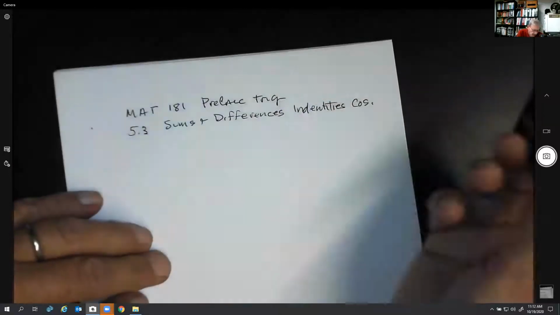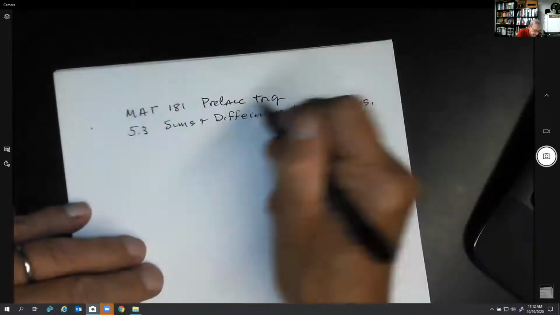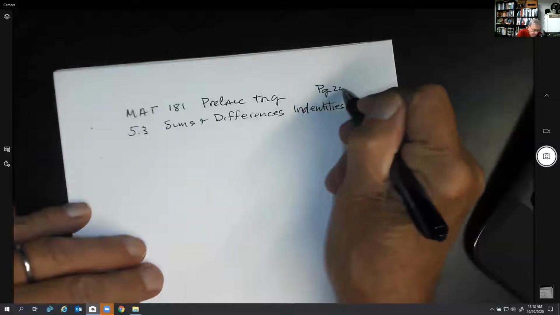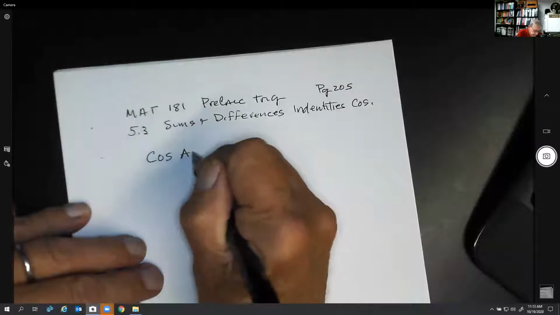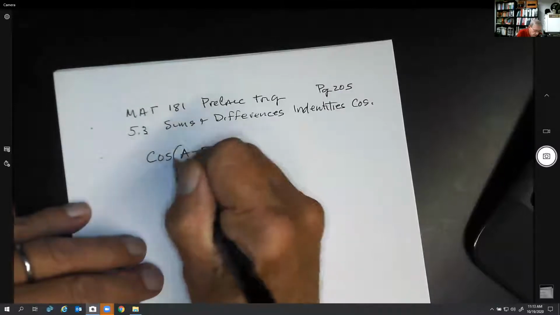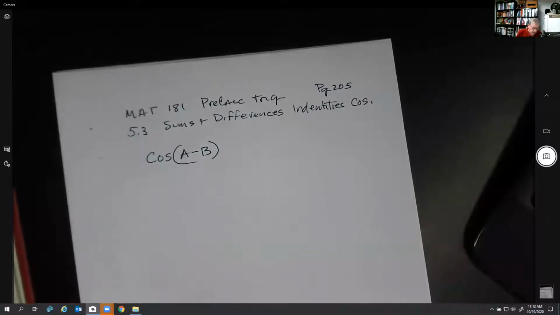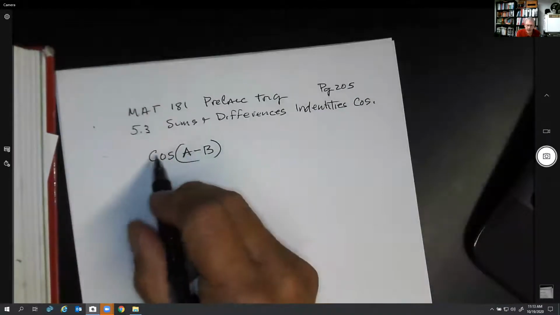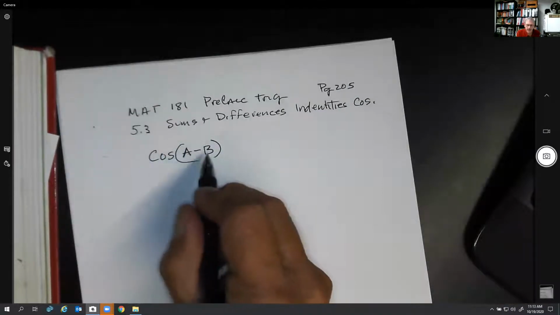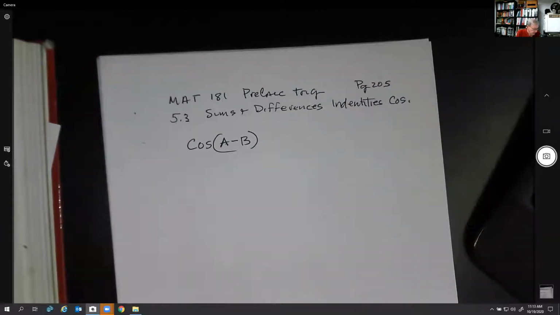So let's start out with the example in the book here on page 205. And they have the cosine of A minus B. What they want to show you is a little example that the cosine of A minus B is not a distributive property. It's not cosine of A minus cosine of B. It would be too simple. Yes. We're used to everything being difficult, so that makes sense.